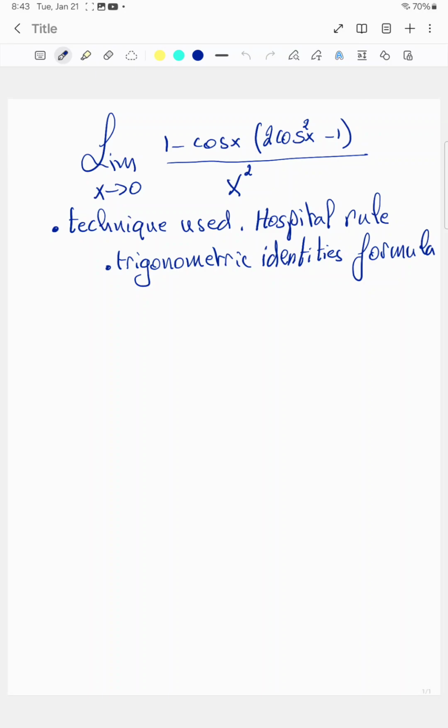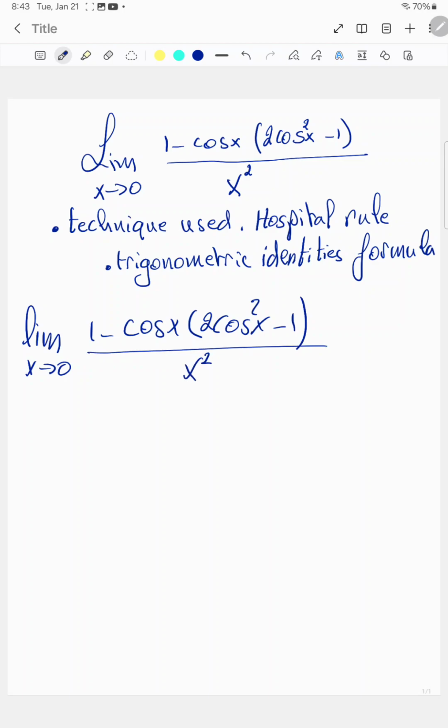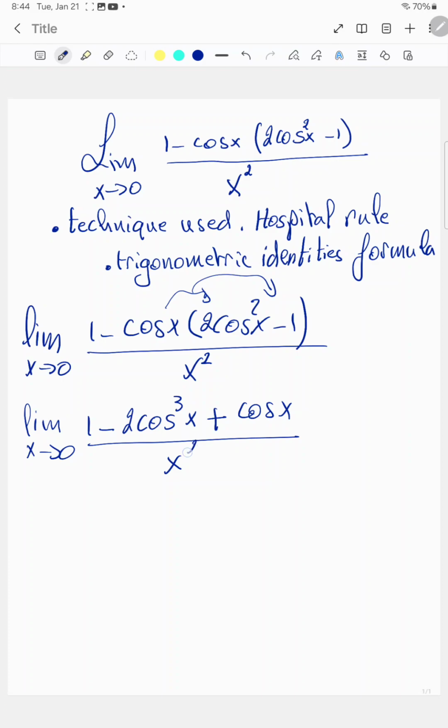So let's start. If I want to do the limit when x goes to 0 of (1 minus cosine x) times (2 cosine square x minus 1) divided by x squared, it's way easier for me if I distribute the cosine x inside my parentheses. So the limit when x goes to 0, 1 minus cosine x times 2 cosine square x is 2 cosine cubic of x. And cosine x minus cosine x times minus 1 is plus cosine x, divided by x squared.